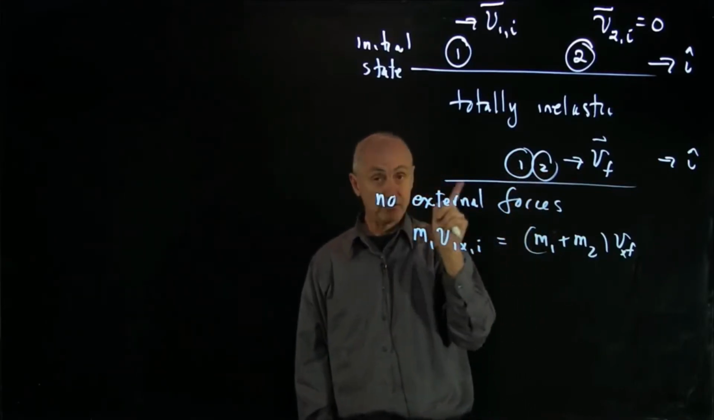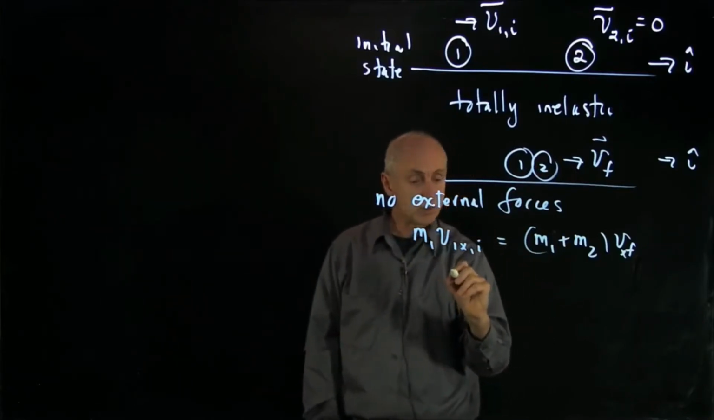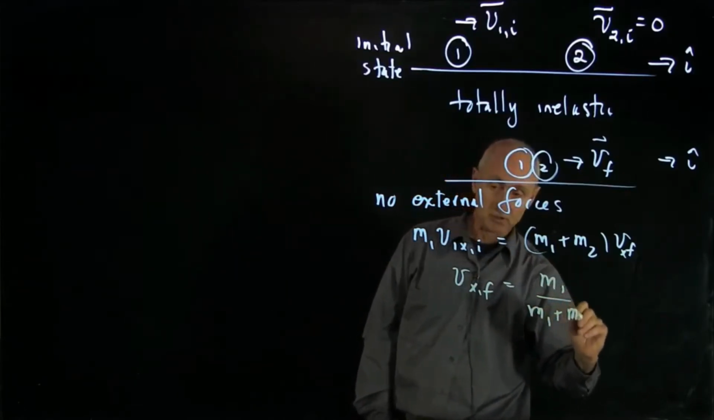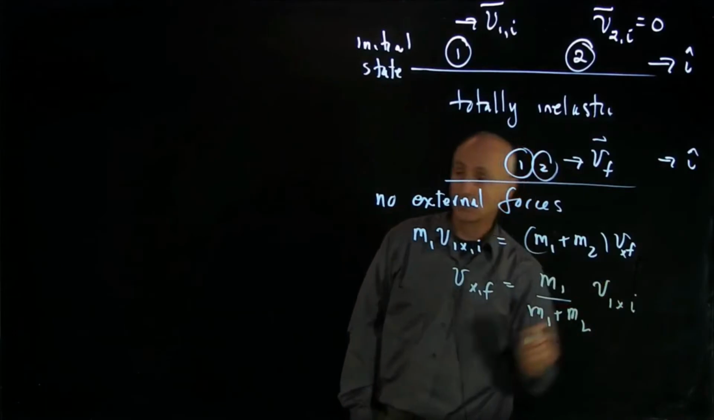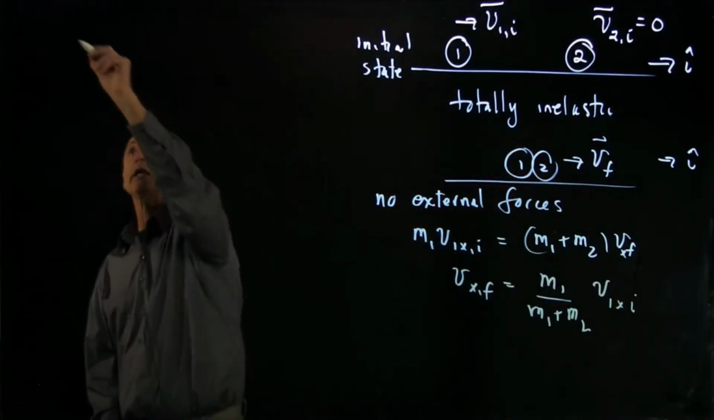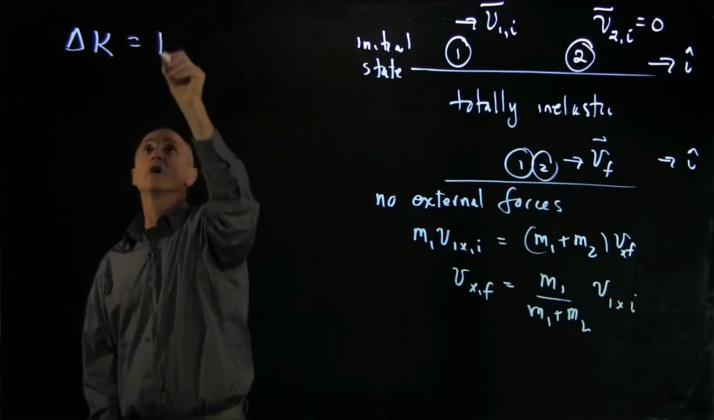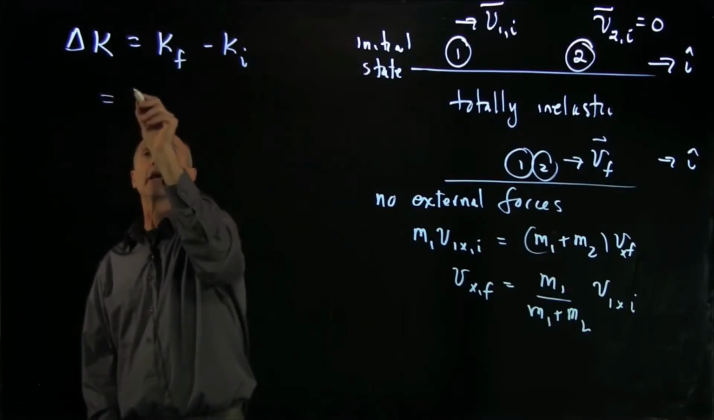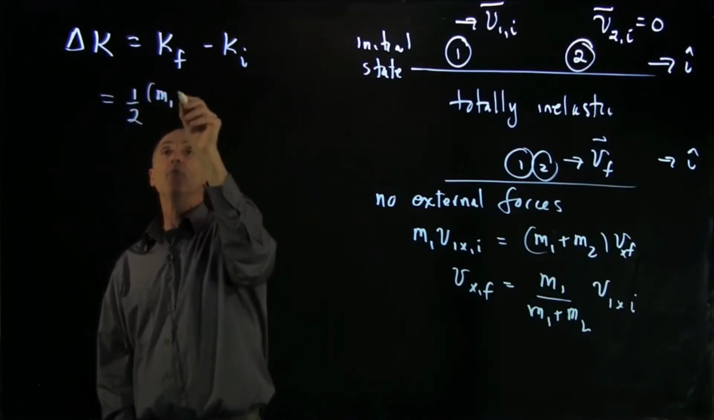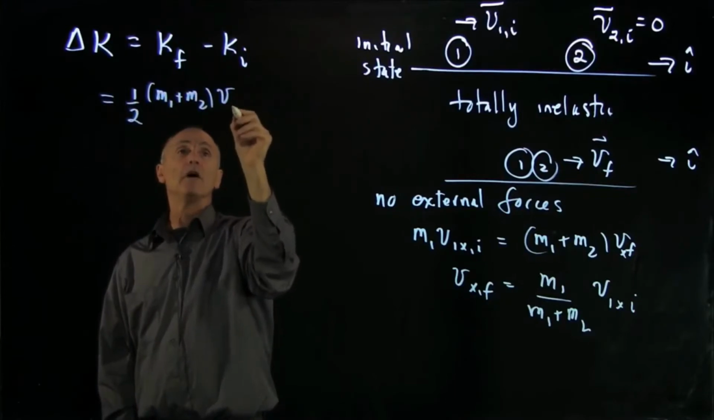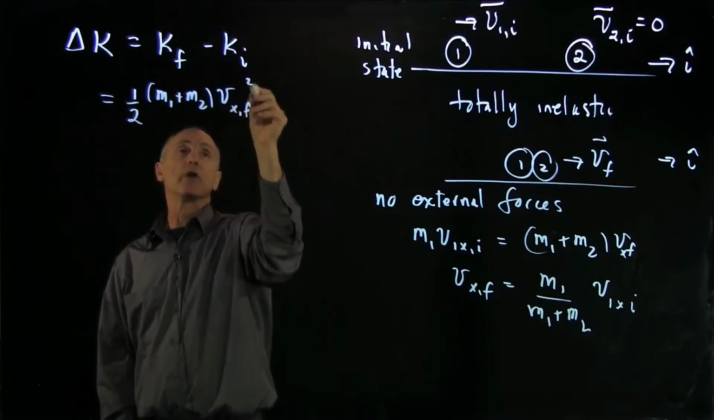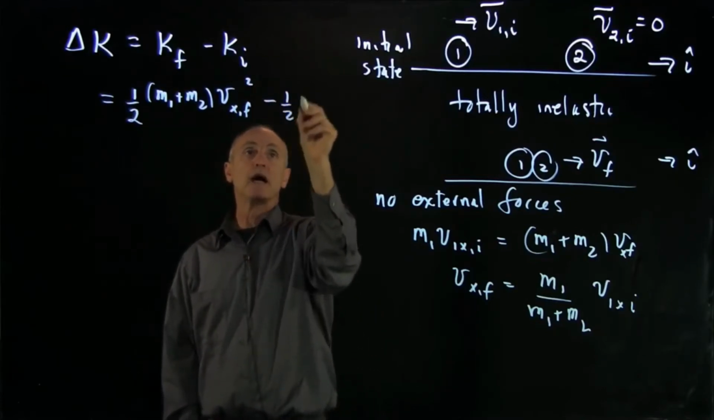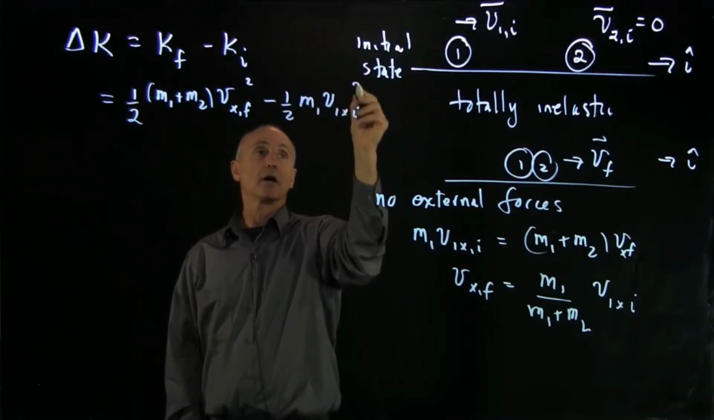In fact, we can even figure out the change in kinetic energy because we can see here that Vx final is m1 over m1 plus m2 times V1x initial. And now let's ask ourselves, in a totally inelastic collision, what is the change in the kinetic energy? So our final kinetic energy is 1/2 (m1 plus m2) v squared. Here we can again write it in terms of components, Vx final, because the component squared, that's no problem. And we just have this initial kinetic energy coming in.